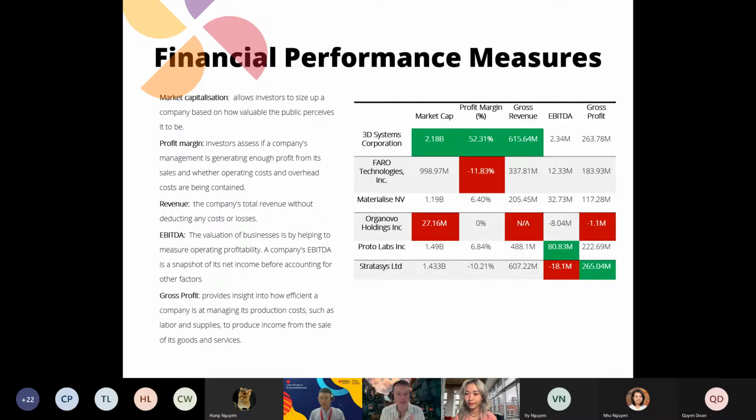So what was I saying? So with market cap, which we know is number of shares in circulation times value of shares. So who had Faro Technologies? Which one on your team had Faro Technologies? Can you come on?